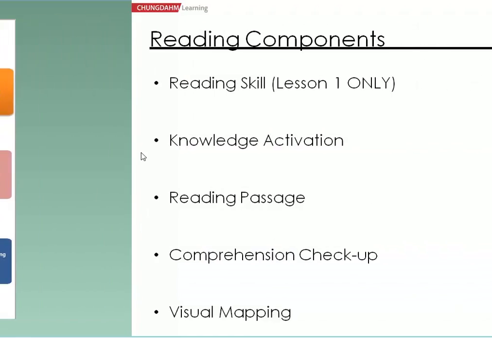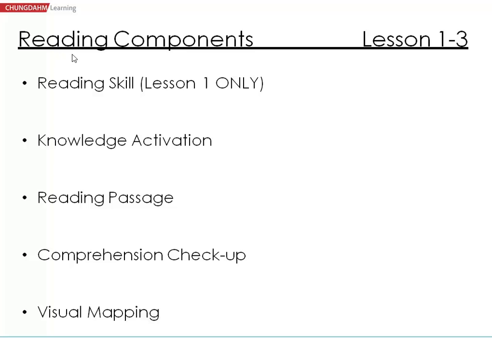Here we're looking at the components that make up a reading class. During a reading class, students will study reading skill, knowledge activation, reading passage, comprehension checkup, and visual mapping. So it looks pretty similar to a sapling class. However, the difference is, on lesson 1 only, students are learning a reading skill. There is another difference during reading passage. Students will now do an independent study. You'll see that in the demonstration video.